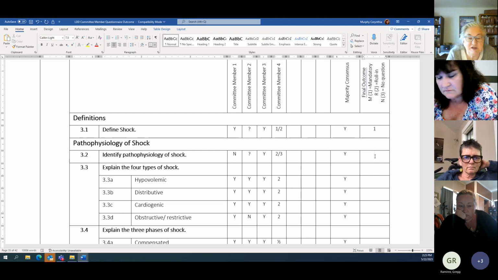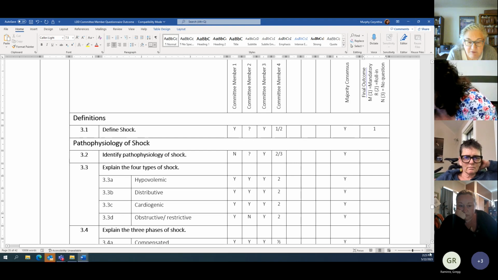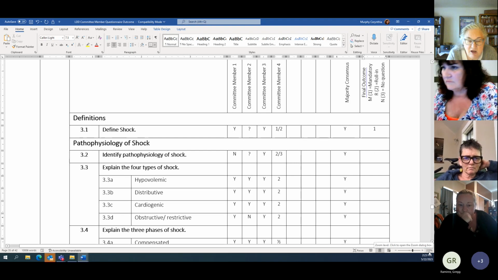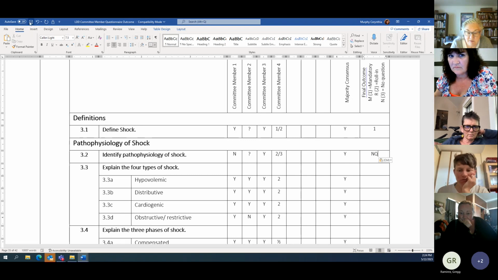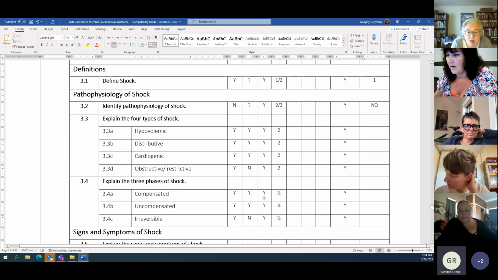The question is, do we need a multiple choice question about that? If they know that shock is basically impaired perfusion, inadequate perfusion, that might be enough, right? They don't necessarily need to know the pathophysiology for our purposes. Doesn't mean it shouldn't be covered in the class they take, right? It should, but that's why I gave it a 2 or a 3. I would agree with that.